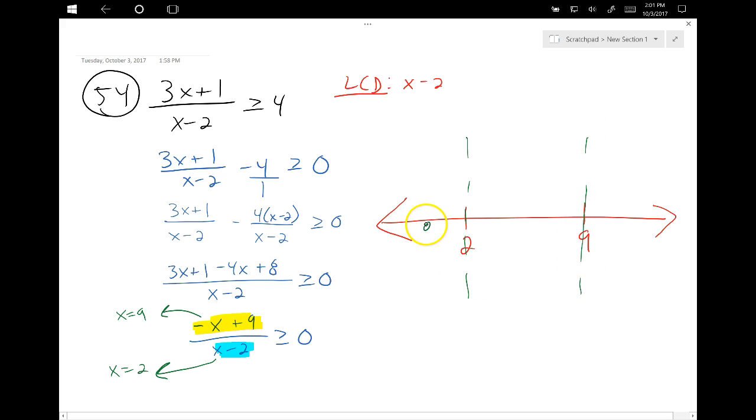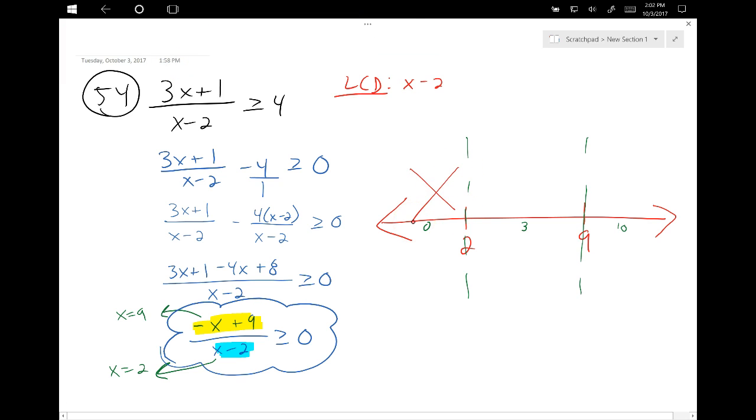So less than 2, I could pick 0. Bigger than 2, I could pick 3. Bigger than 9, I could pick 10. But remember, you can pick whatever ones you want as long as they fall in those intervals. So if I plug in 0, and I'm going to plug it into my simplified one right here, I get 9 over negative 2, negative 9 halves greater than or equal to 0. That's false, so I need a big old X there.